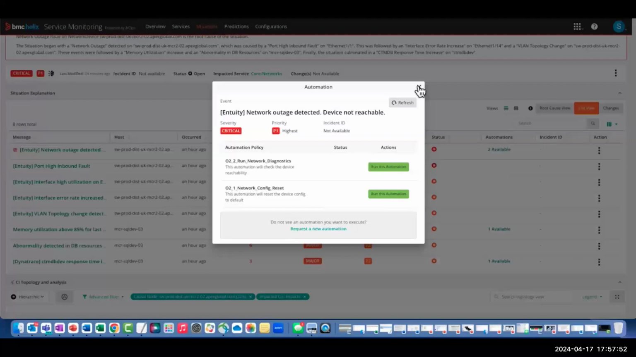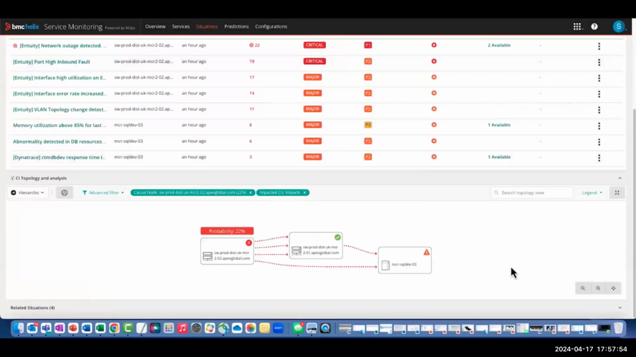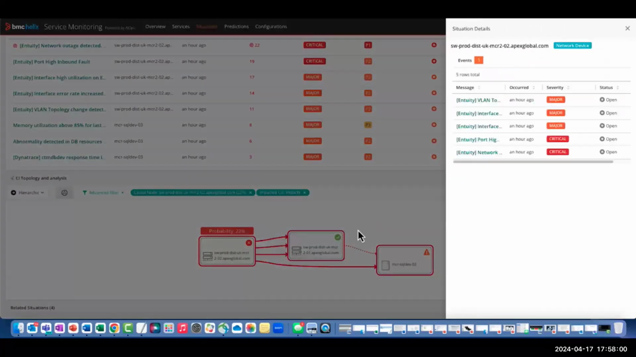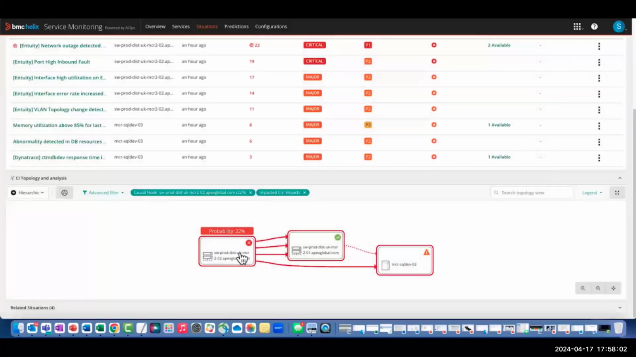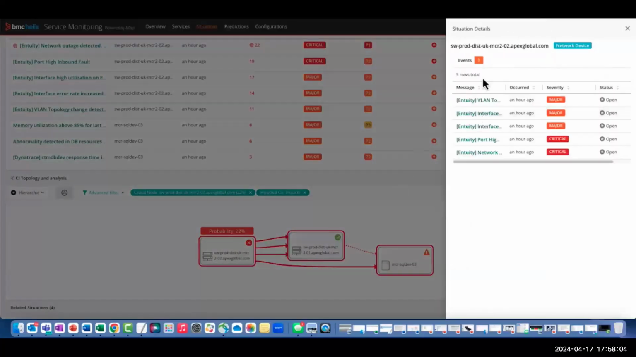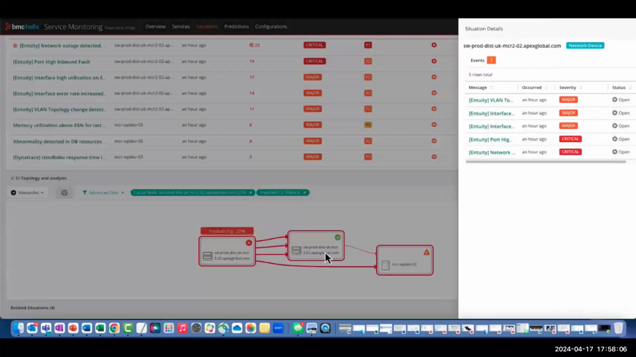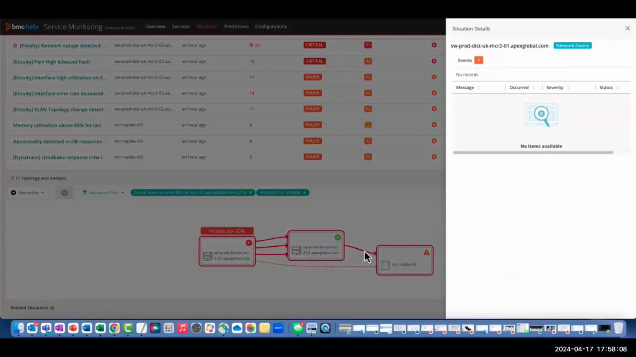So all I need to do is run either the network diagnostic or the network config reset to fix this problem. I can have a closer look at my topology, so I can see what is affecting what. I can see each one of these. I can see the relevant events that were generated for each one of these CIs.